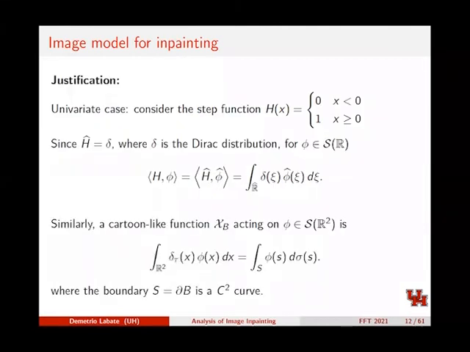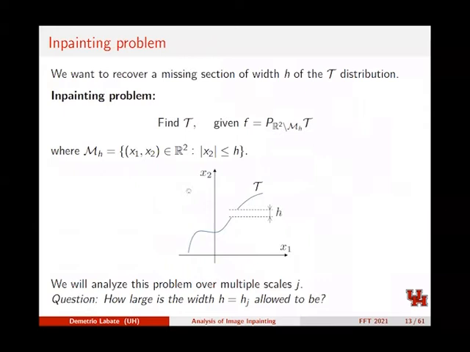as the function that I want to inpaint. So the inpainting problem, with this more precise formulation, becomes the problem of recovering a distribution tau, when I'm only able to see the projection of tau onto a subspace of R2 associated with this plane, when I've removed a horizontal strip. So I'm taking R2, you see, I remove M sub H, which is this horizontal strip of width H. And the question is, how large is the width H that I can assume, so that I'm able to recover the edge, I'm able to recover the function tau.